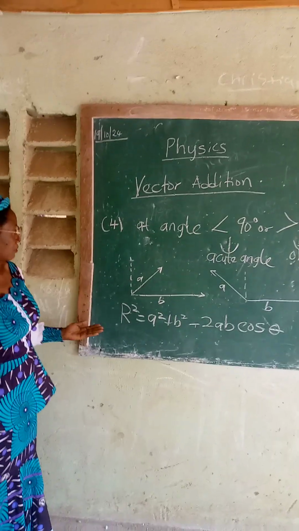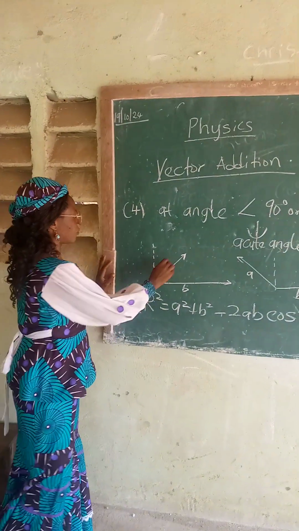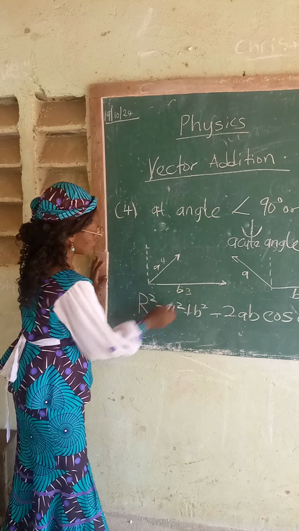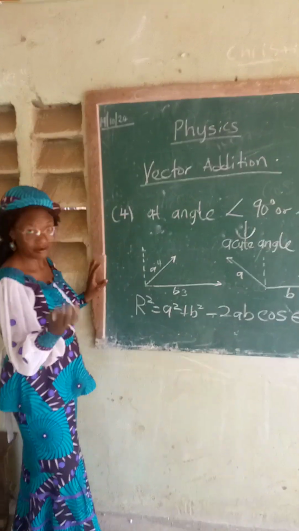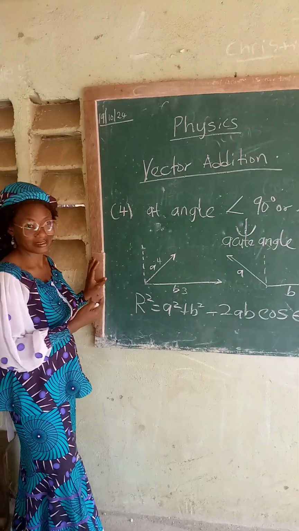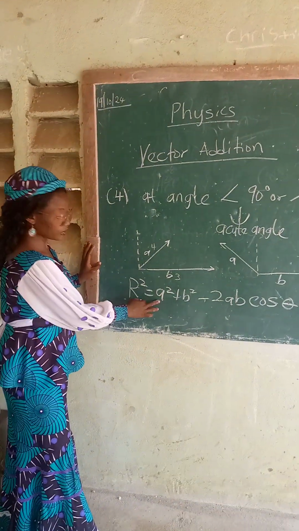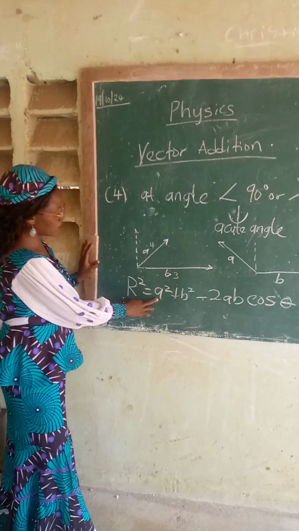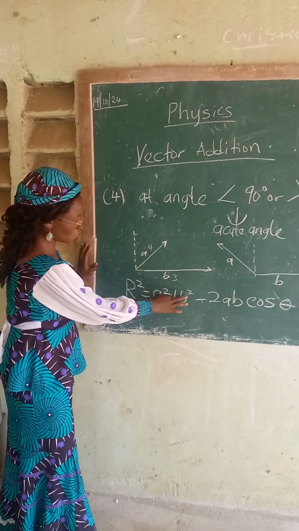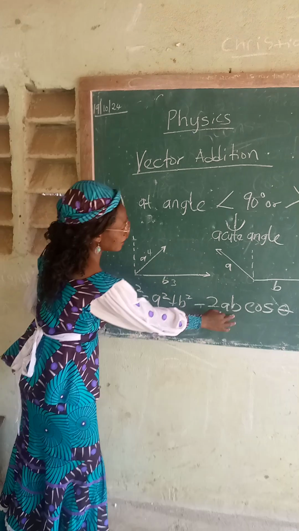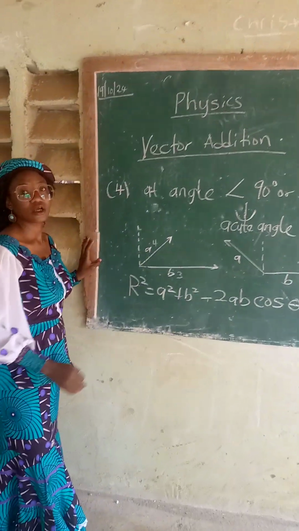So what does it mean? Let's say a is 4 and b is 3, because I can't remember what I used in the first two cases. If a is 4, it means anywhere you see a, you replace it with 4. Here will be 4 squared plus 3 squared minus 2 times 4 times 3 cos theta.